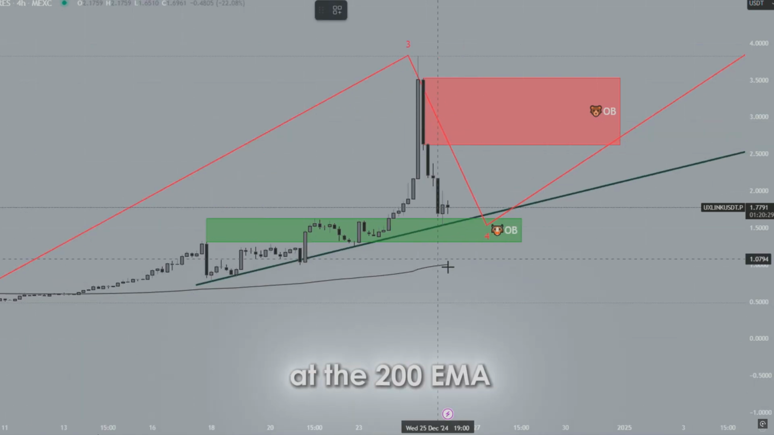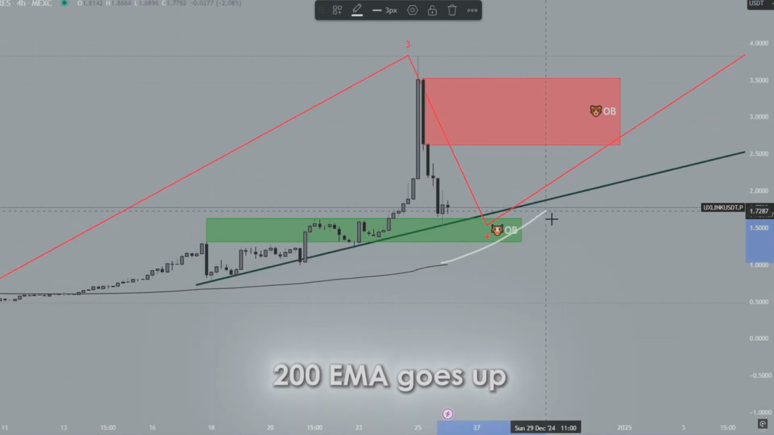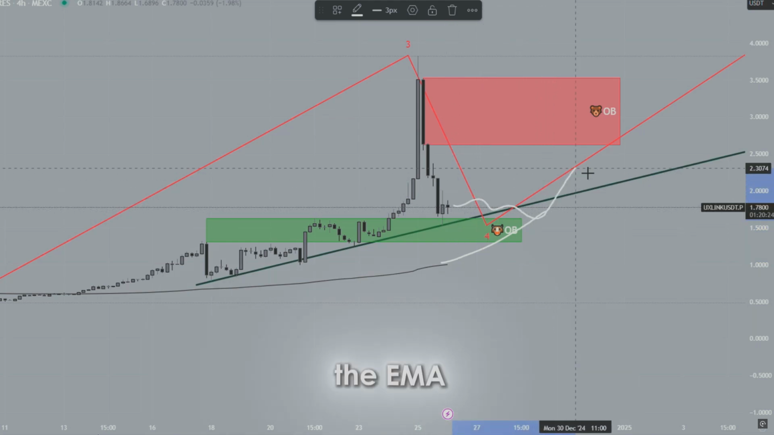When we look at the 200 EMA, it is very low. When the 200 EMA goes up, the price can get support from the EMA.